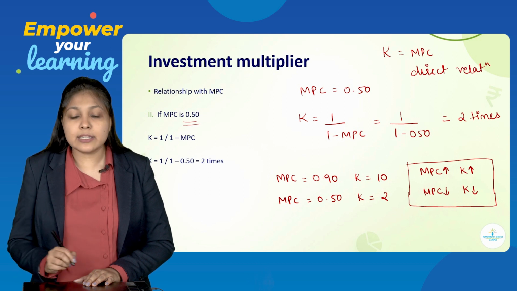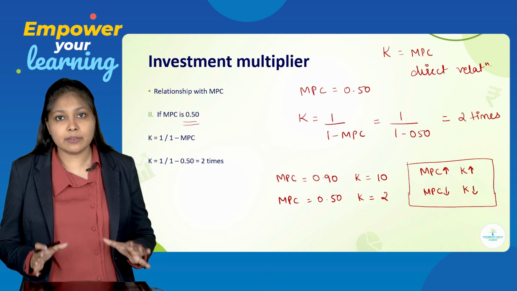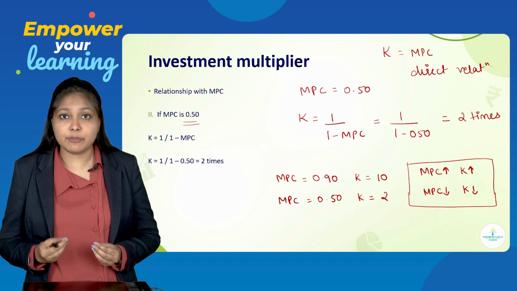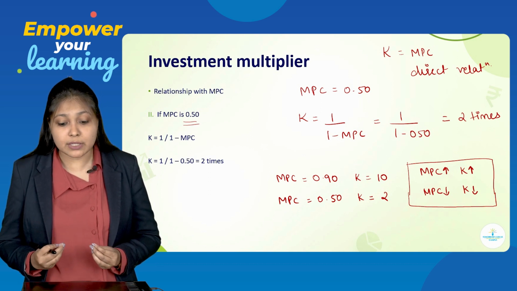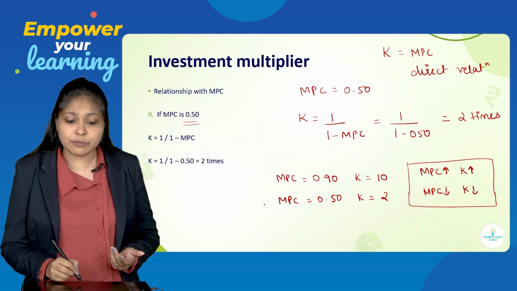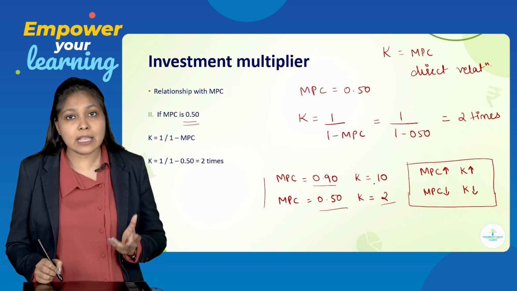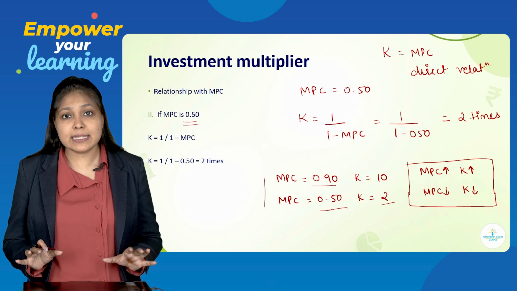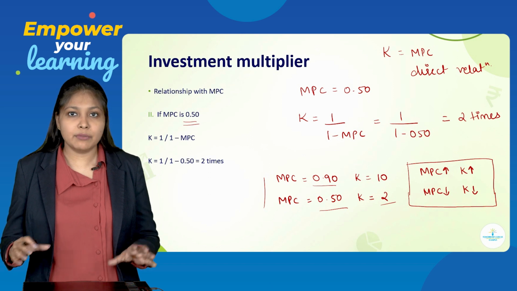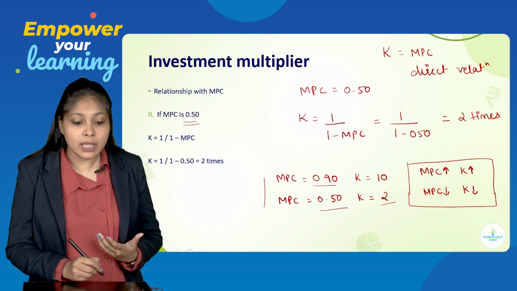There is a direct relationship between K and the multiplier, K and MPC, because we can very easily see that when the value of MPC is decreasing from 0.90 to 0.50, the value of K is also decreasing. And if I do the opposite, from 0.50 going to 0.90, then the value of K is increasing from 2 to 10. So I can very easily say that there is a direct relationship between MPC and K. With an increase in MPC, K will increase. With a decrease in MPC, K will also decrease.